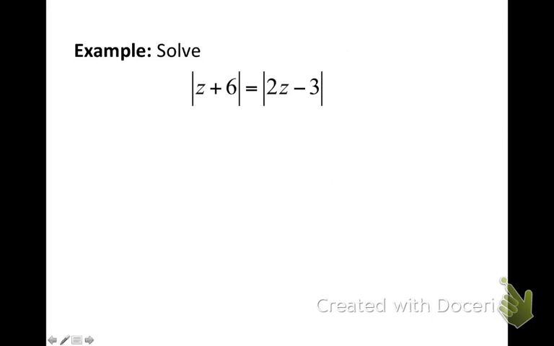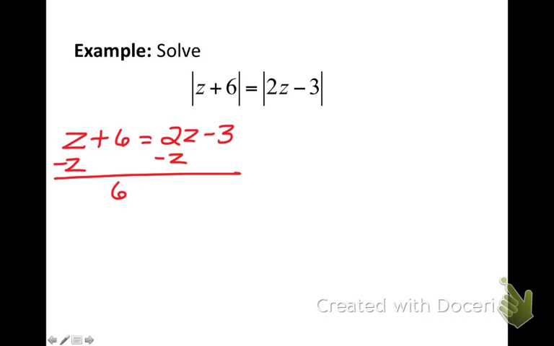We have the absolute value of z plus 6 equals the absolute value of 2z minus 3. So, positive case. I'll just eliminate all those absolute values. So, z plus 6 equals 2z minus 3. Solve it as normal. Subtract a z, subtract a z. 6 is equal to z minus 3. Adding 3 gets me 9 is equal to z.